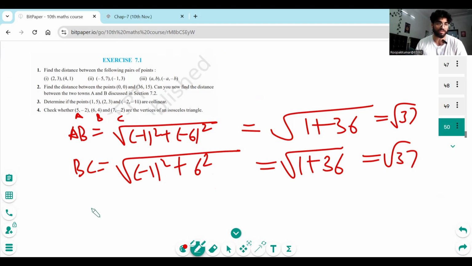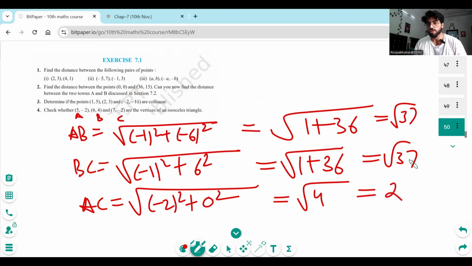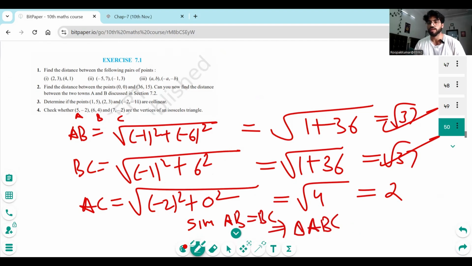Already I can see there's an isosceles triangle. AC, we're trying to find 5 minus 7, that is minus 2 square. And minus 2 minus plus 2, which will be 0 square. So root of 2 square, 4, is 2. So you can see that these two are equal. So you will write, since AB is equal to BC, it is an isosceles triangle. Triangle ABC is an isosceles triangle. So that is done.